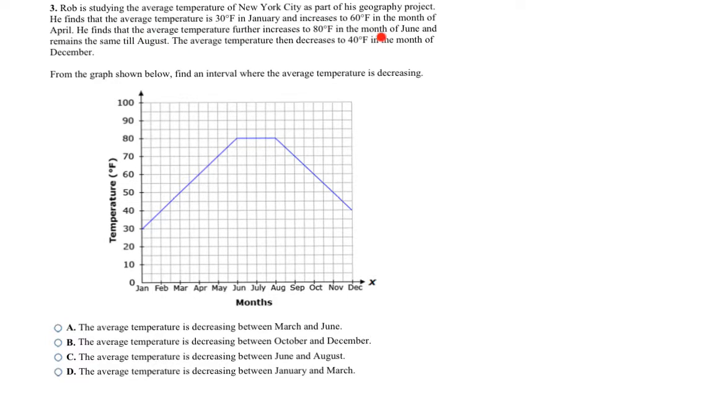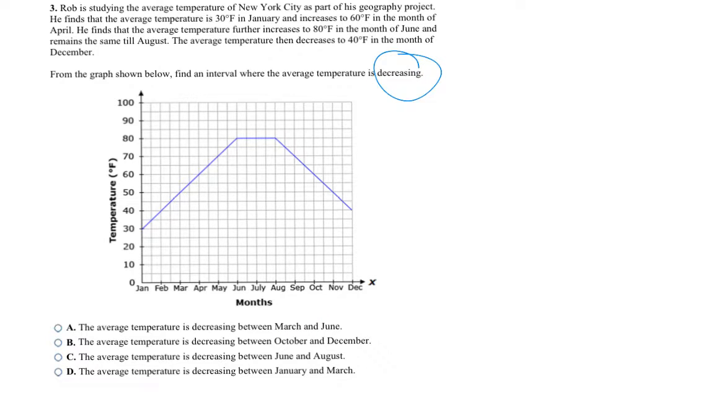The average temperature then decreases to 40 degrees Fahrenheit in the month of December. From the graph shown below, find the interval in which the average temperature is decreasing. So down here they give us 4 different intervals as part of the answers, and we just need to look at the graph and see which one of these is decreasing to find the correct answer.